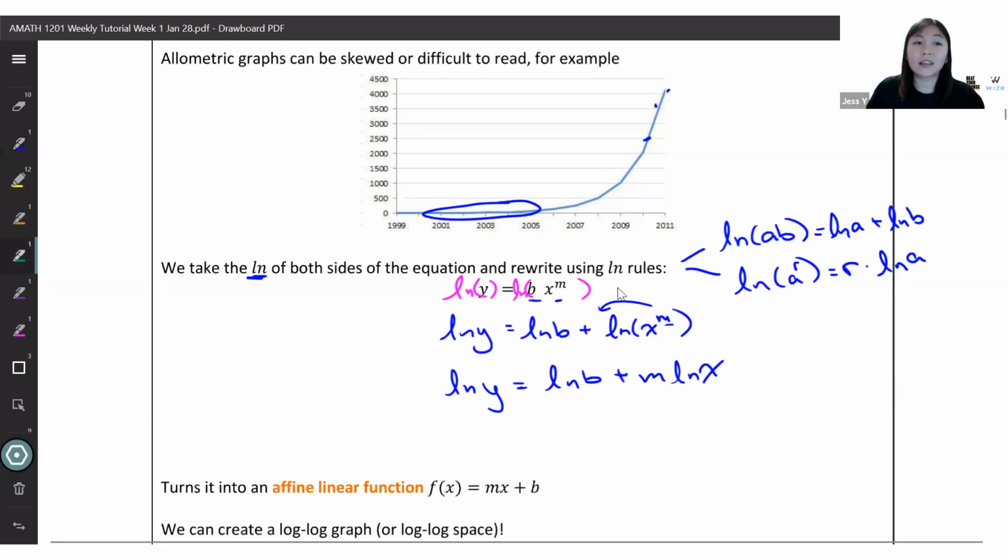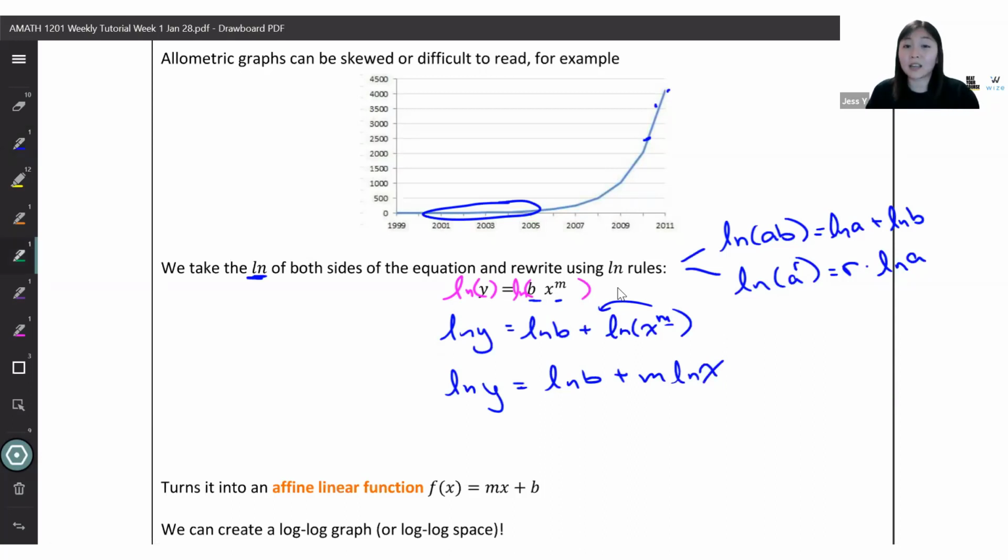And here's a trick that I use for myself so that I understand what's happening. Pretend you're replacing this ln y with like a y star or something. Call it a new y. Call this a new x. Then all of a sudden your equation is just y equals mx plus b. It's just a straight line. So we're able to turn it into kind of a straight line equation, okay?